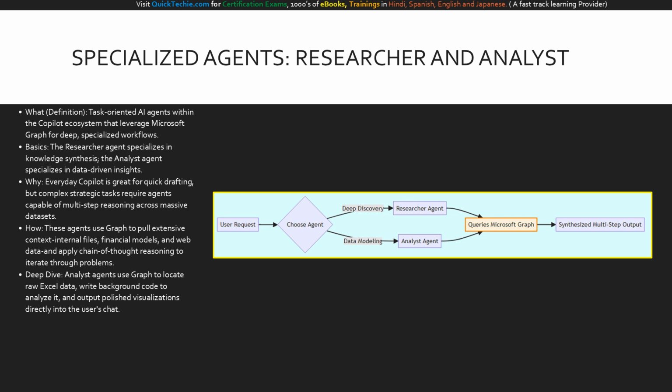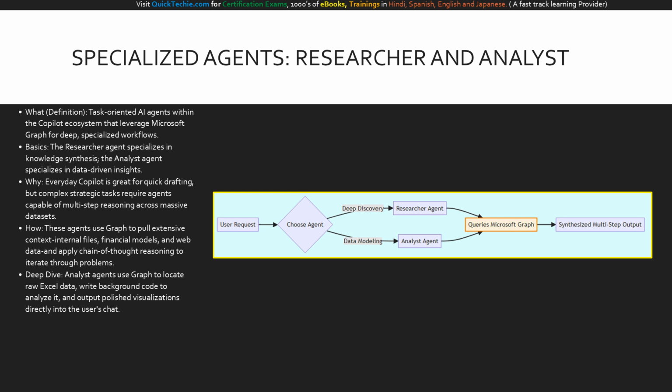Why do we need them? While standard Copilot is excellent for drafting a quick email, complex strategic tasks require agents capable of multi-step, sustained reasoning across massive enterprise datasets. How do they function? They rely entirely on Microsoft Graph to pull extensive context, spanning internal secure files, past meetings, and trusted external web data, applying chain-of-thought reasoning to solve problems iteratively.